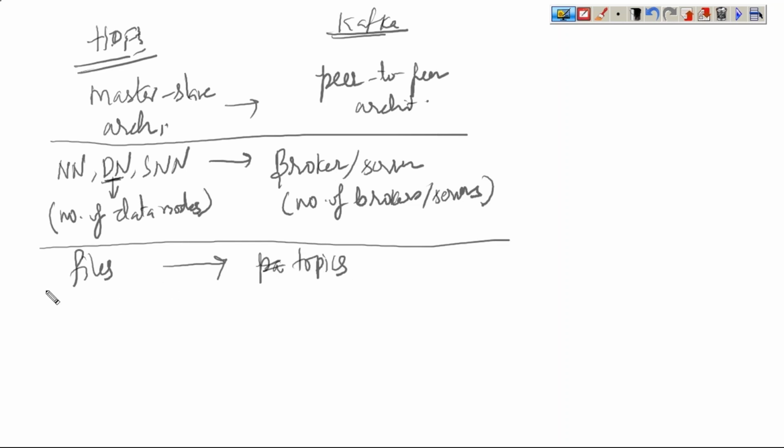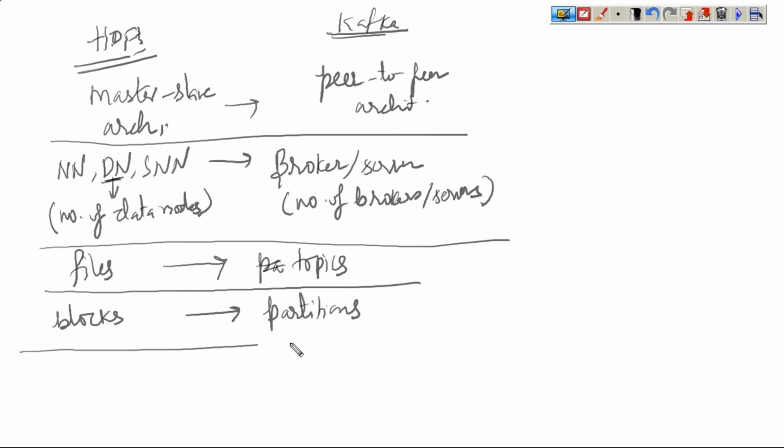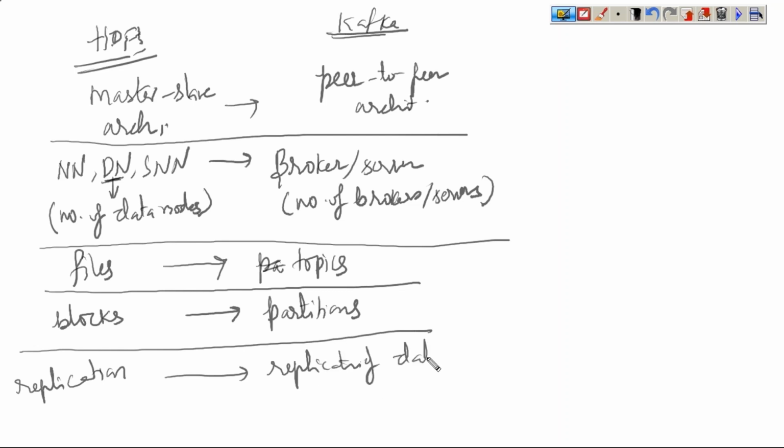Okay, and these files will get divided into blocks, and in this the topics get divided into partitions. Okay, and here the data will be replicated. HDFS allows replication of data. Similarly, Kafka also allows replication of data. And blocks, all the blocks will be of fixed size.